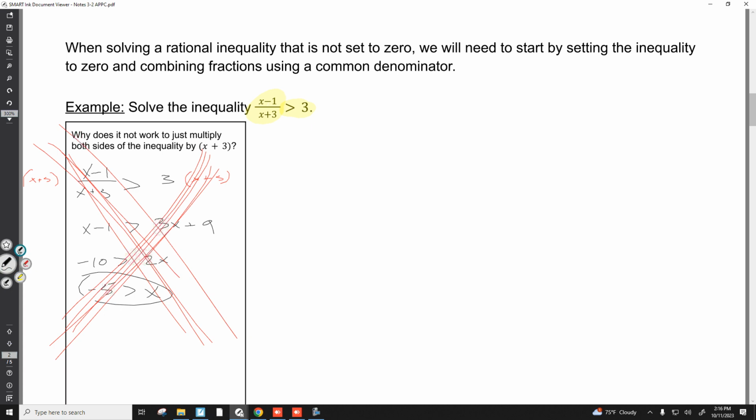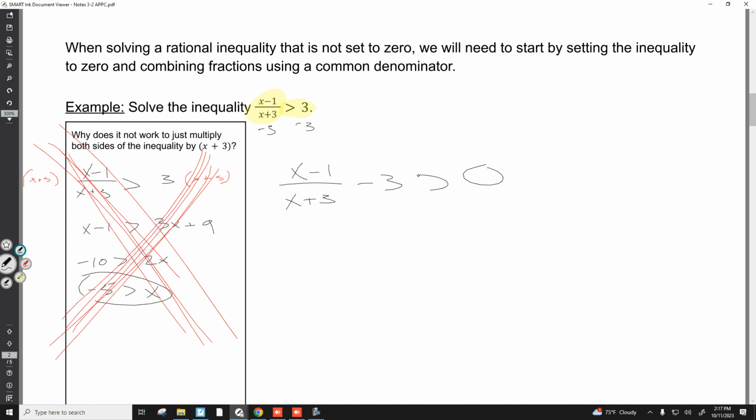Inequalities are tough when they're not greater than or less than 0. We want an inequality and 0. We know how to do inequalities and zeros. We've already done a couple. What we need to do is subtract 3. When I subtract 3 from the right side, boom, I got a 0.